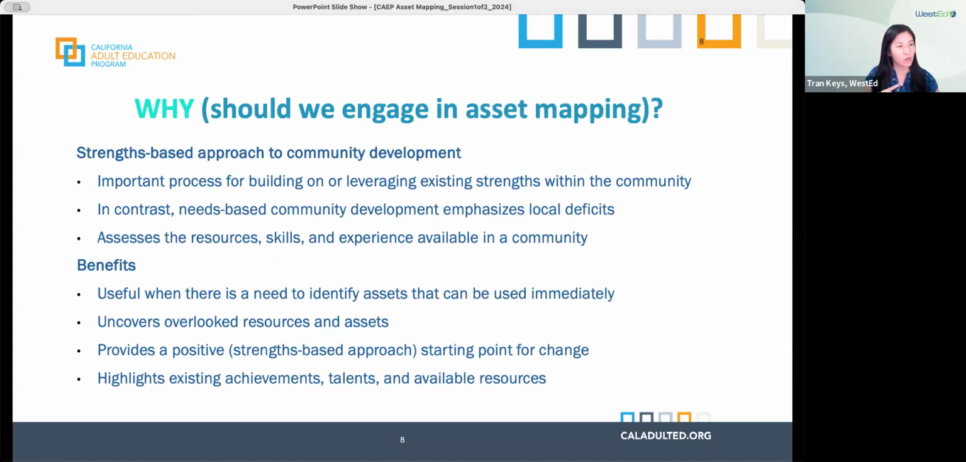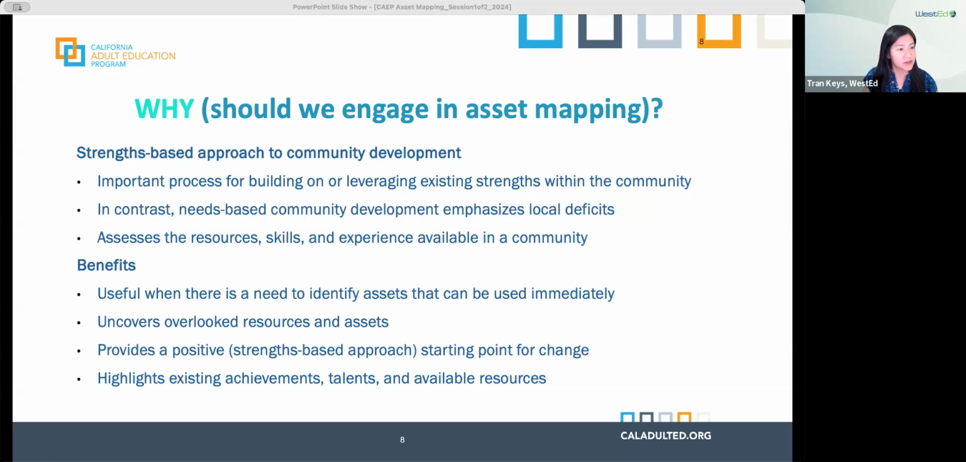The why of asset mapping. Why should we even engage in this, right? The strongest argument, and you can see it in the term asset, is that it's strengths-based. It really is a strengths-based approach to community development. It's an important process for building on or leveraging existing strengths within your community. This is in contrast to needs-based community development, right? Needs assessment, which emphasizes local deficits. So again, kind of like the other side of the coin. It assesses the resources, the skills, the experience that are already in the community.